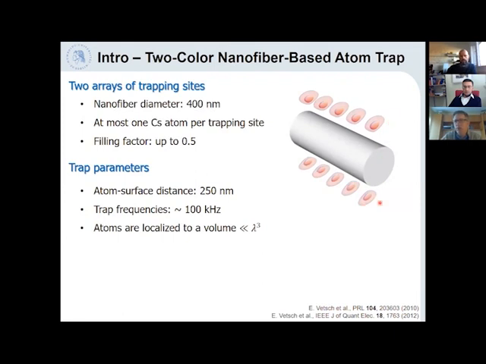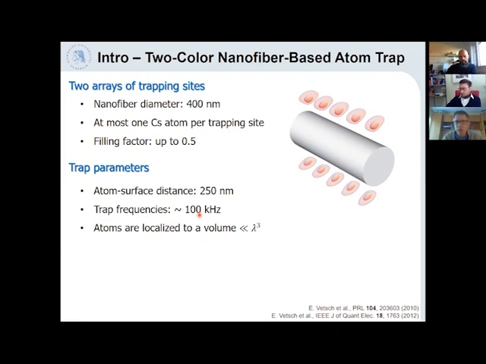So this is like a 400 nanometer diameter fiber with 2 diametral linear arrays of trapping minima. And here I plot equipotential surfaces 40 microkelvin and 125 microkelvin above the trapping minimum. So the distance from the fiber is about 200 to 300 nanometers. The trap frequencies are on the order of 100 kilohertz in all 3 dimensions, which means that the atoms are localized in all 3 dimensions to better than the wavelength, and we are operating the trap in the so-called Lamb-Dicke regime.